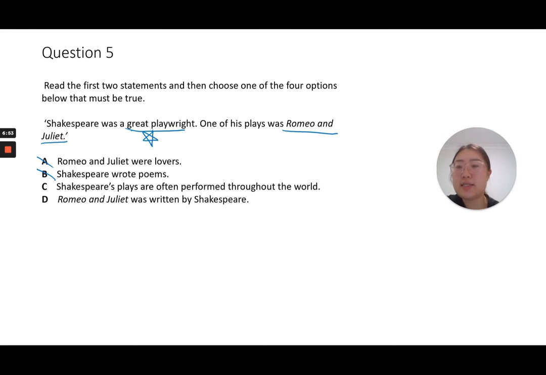Okay? And C, Shakespeare's plays were often performed throughout the world. Yes, they were, but we are not going to choose it because it's not in the given statements. Now, Romeo and Juliet was written by Shakespeare. This is directly from the two statements. One of his plays was Romeo and Juliet. Who was he? He was Shakespeare. So D is your answer.